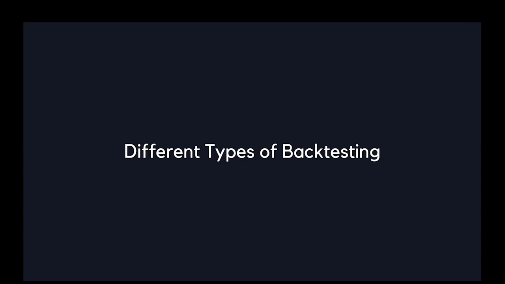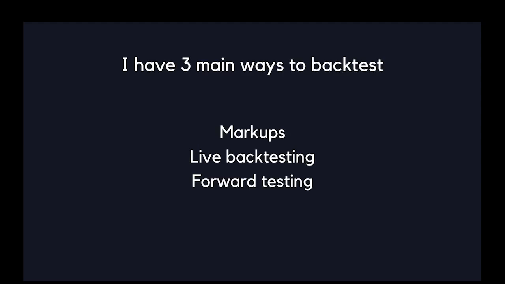There are three different types of backtesting that I carry out, and they all have different uses. So before we get into the processes, we're going to talk about what these different types of backtesting are and how we complete each different one. The three main ways to backtest for me are, first of all, markups, second of all, live backtesting, and third of all, forward testing.